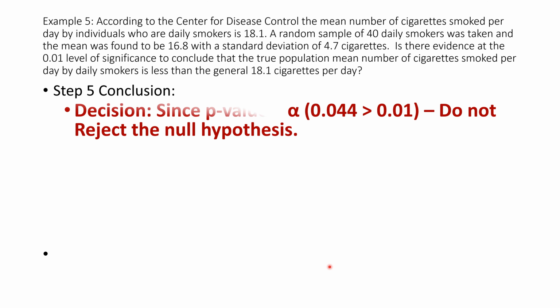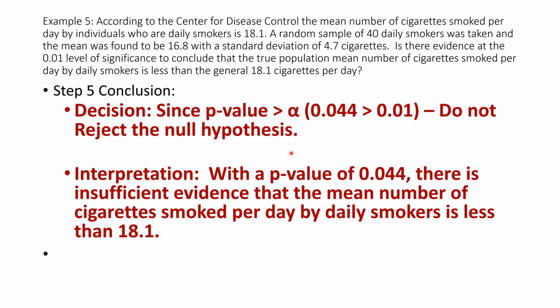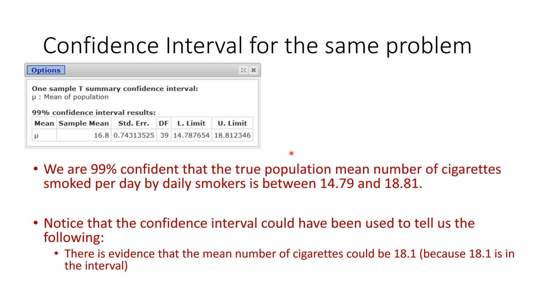Step 5. Make conclusion. Since the p-value is larger than alpha, we do not reject the null hypothesis. The correct interpretation will be: with a p-value of 0.044, there is insufficient evidence that the mean number of cigarettes smoked per day by daily smokers is less than 18.1.